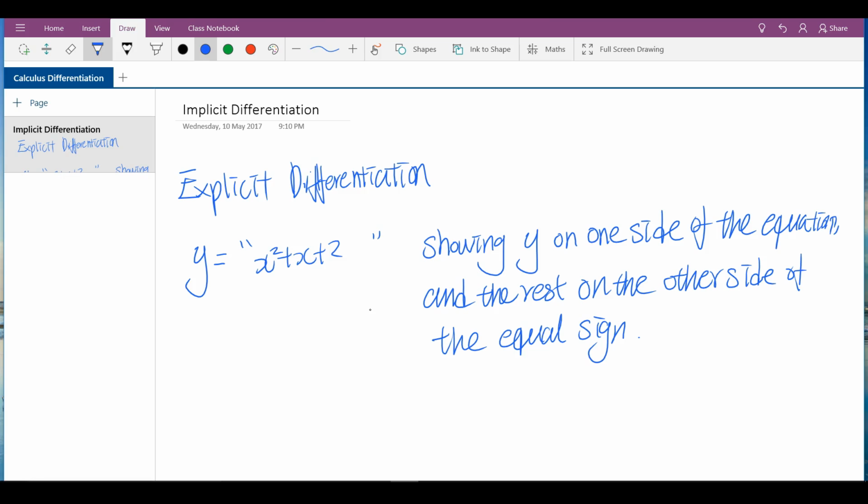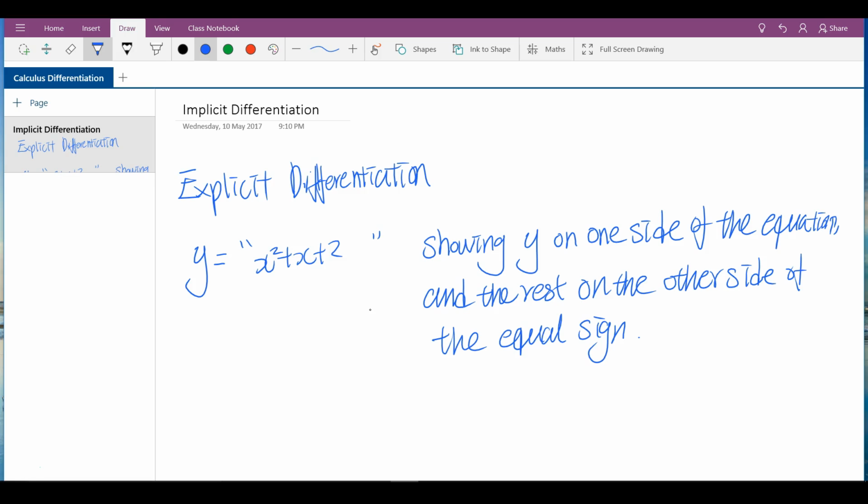Right? It's showing you explicitly, the y is being shown explicitly there. You don't have to find it. It's not covered. It's not accompanied by anything. It's just y by itself. And that's what we call explicit.